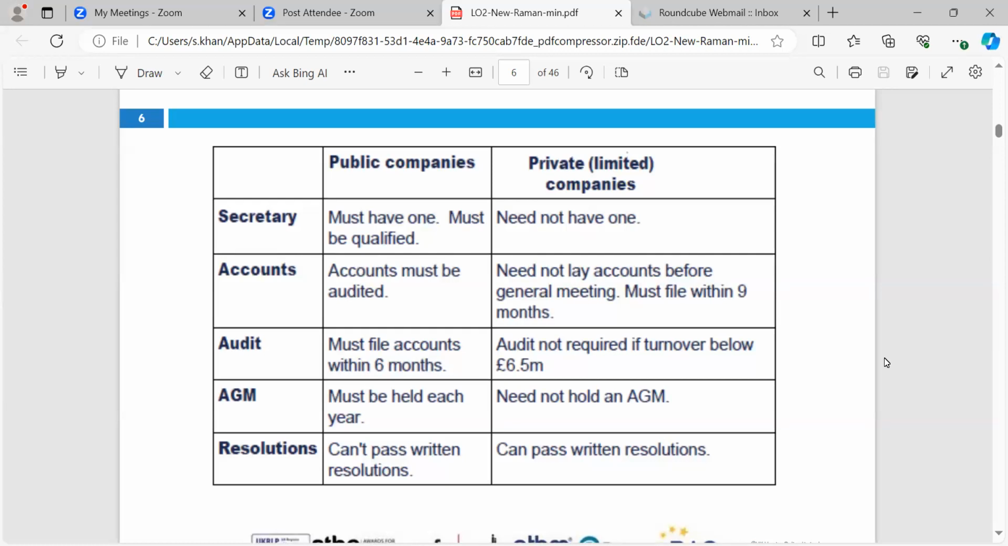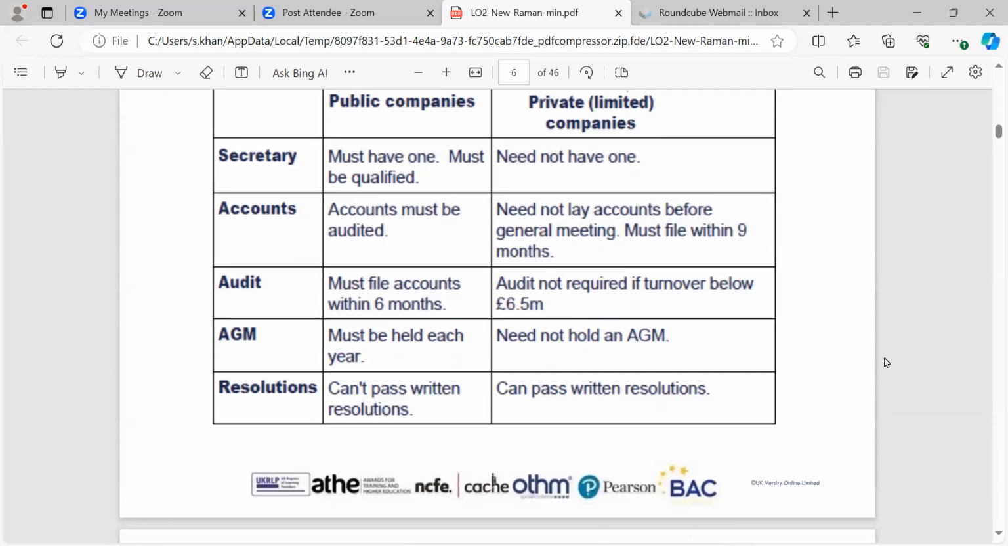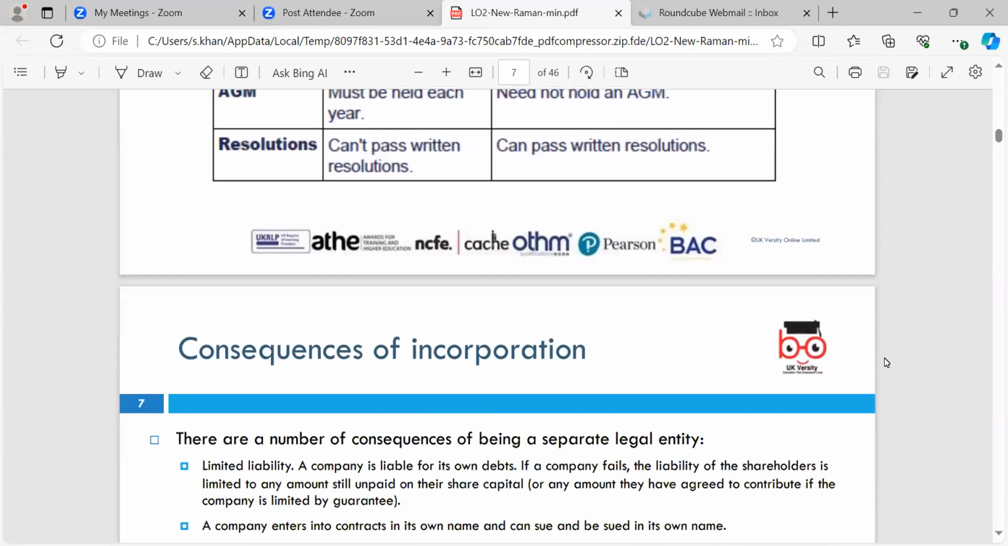For accounts, a public company's must be audited. And for a private company, it need not lay accounts before a general meeting, and must file within 9 months. The public company must file within 6 months, and audit is not required for a private company if turnover is below 6.5 million. For the AGM, a public company must hold one each year, and a private company need not hold an AGM. For resolutions, a public company can't pass written resolutions, but a private company can pass written resolutions.